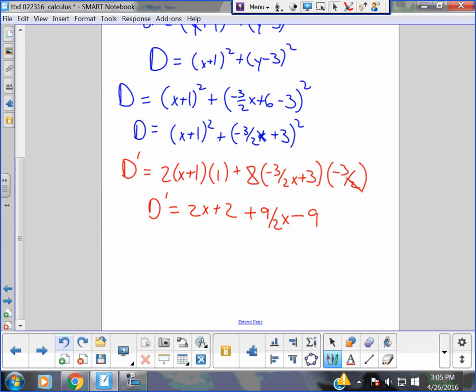I combine like terms. That's 13 halves x minus 7 equals D prime. Everybody, what do I want D prime to be? If I want to optimize, I want to set it equal to 0. So D prime equals 0, so 13 halves x minus 7 equals 0. Bring the 7 to the right side: 13 halves of x equals 7. I think x equals 14 thirteenths.